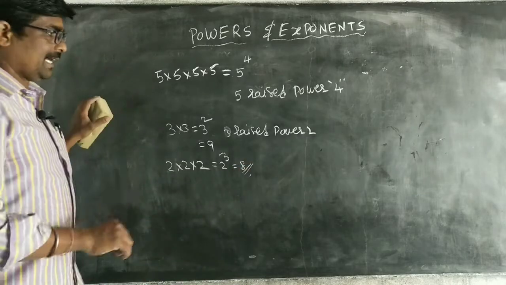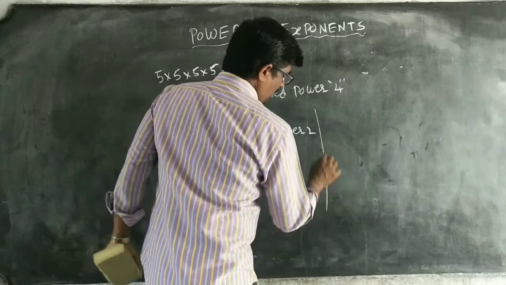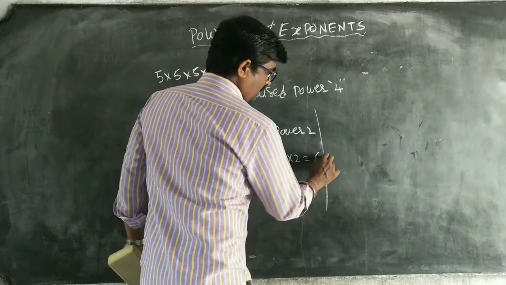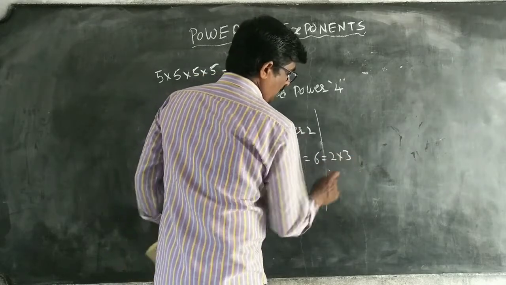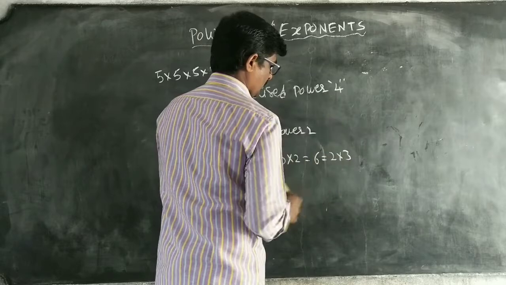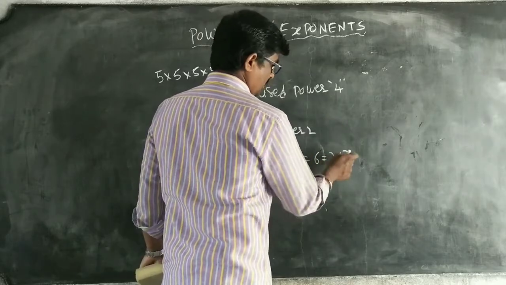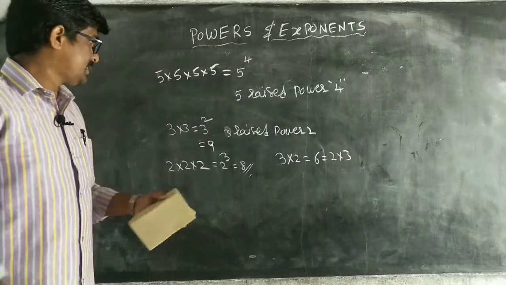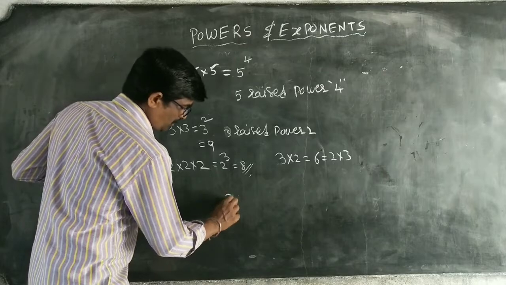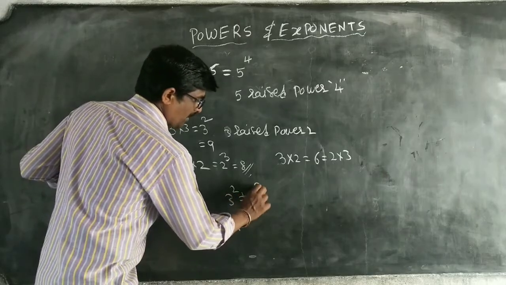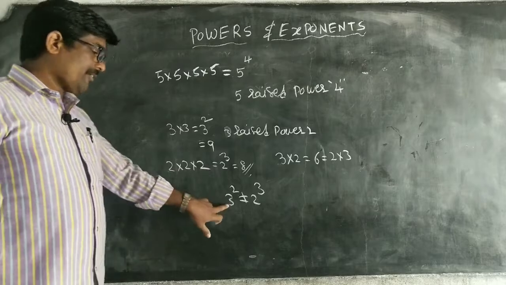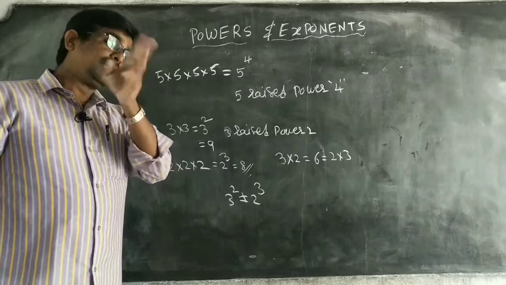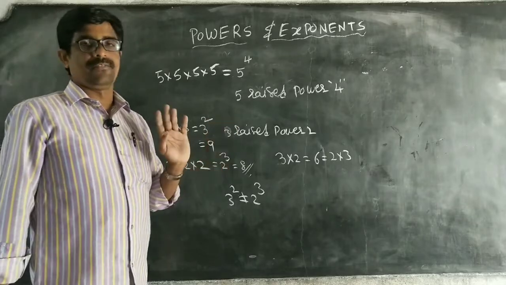But in general, in multiplication, 3 into 2 is equal to 6. Similarly, 2 into 3 is also 6. But in powers, 3 power 2 is not equal to 2 power 3. Because here we multiply 3 two times, but there we multiply 2 three times. That is the difference.